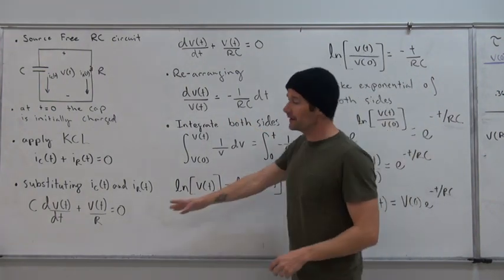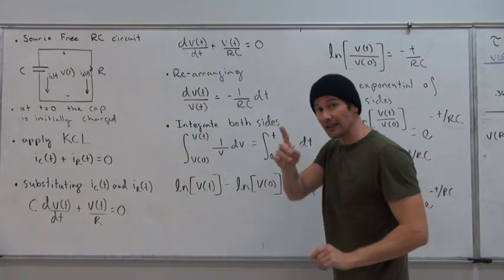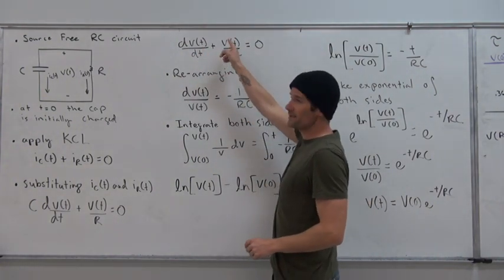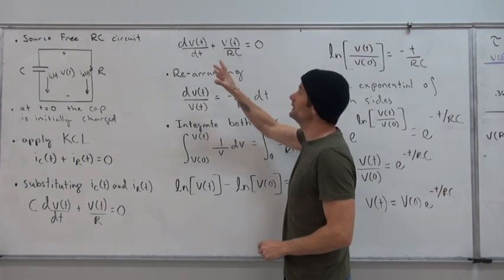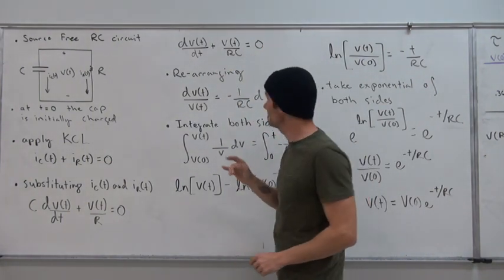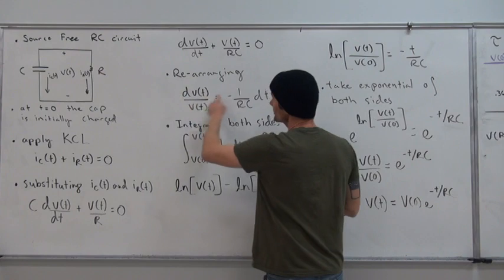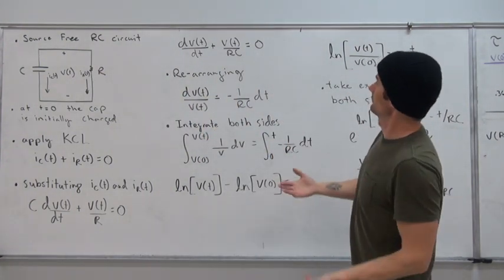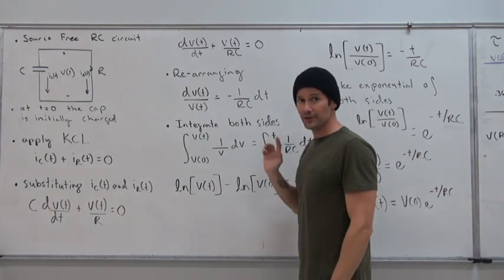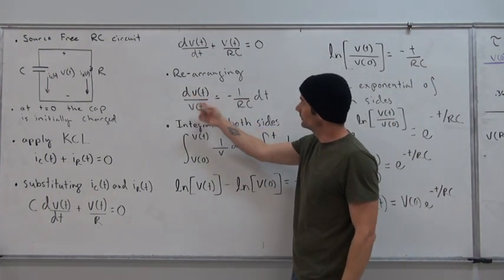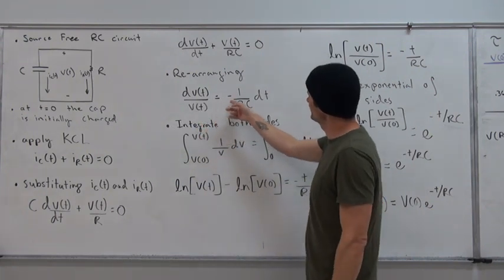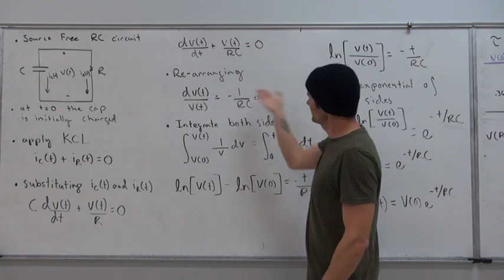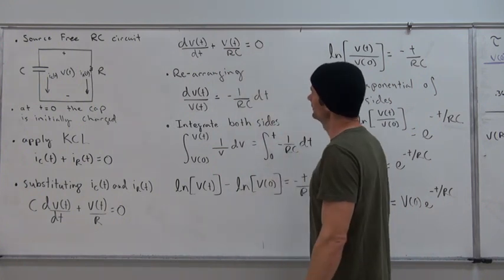But if we divide through by C and isolate that highest order derivative, then we get dV/dt plus V of t divided by RC, and that's actually equal to 0. If we rearrange that equation though, see this is where it may be a little bit different. If I rearrange that equation, dV(t) divided by V of t is equal to negative 1 over RC. If I move that over and then just divide through, how does that work?